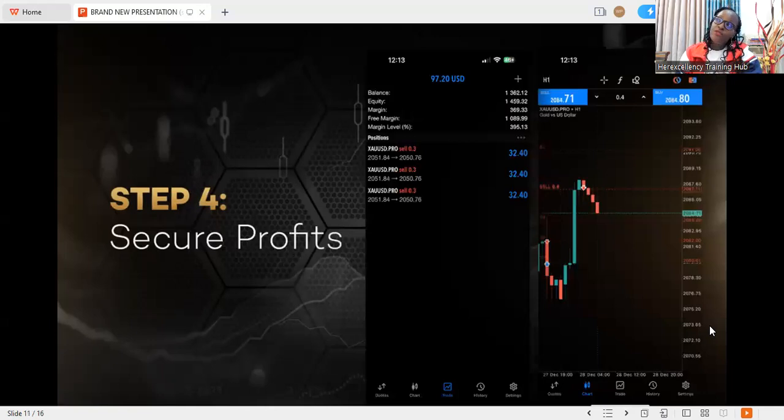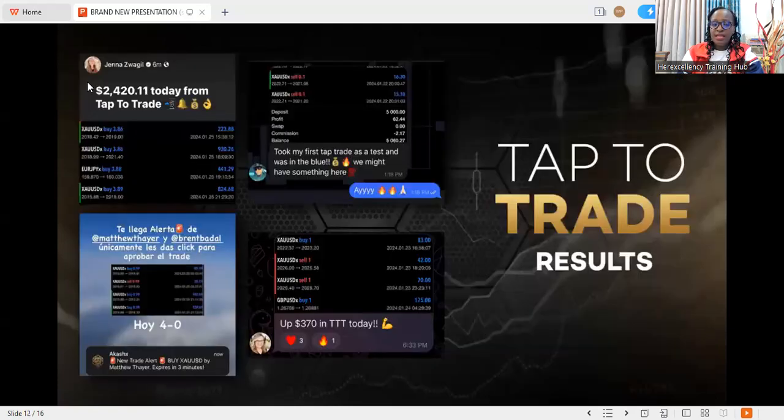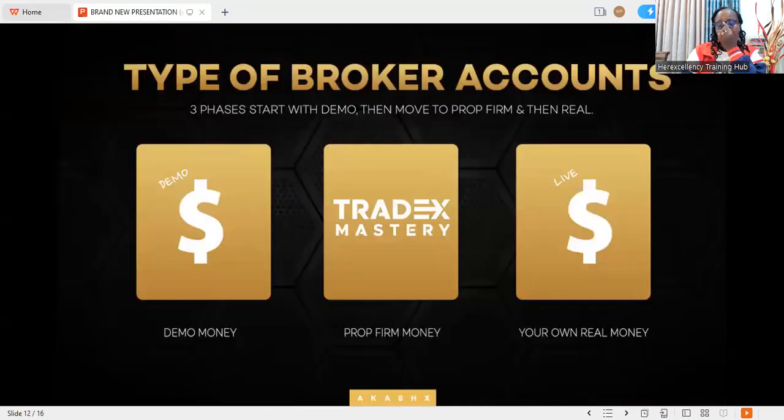So these are some of the results. These are results of our trade signals. These are our results of tap to trade, and you can see there's somebody that was able to make 2,420 in a particular day. We have a community of traders, and we are able to see all these results each and every single day.